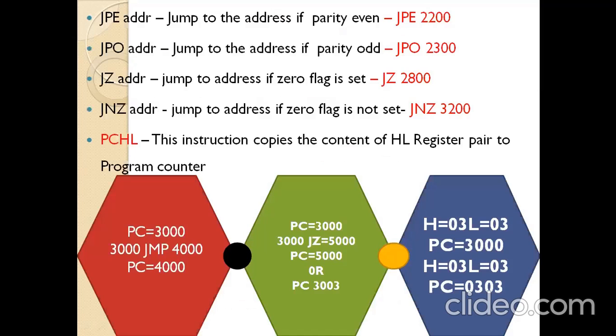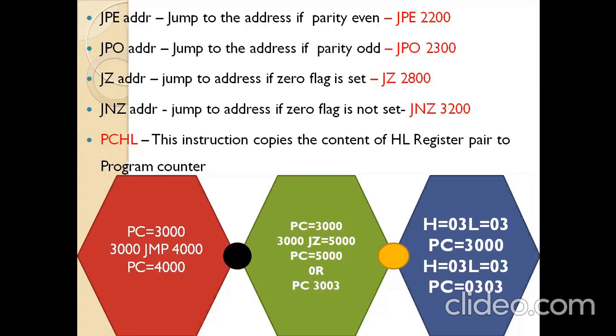Jump parity even, JPE. In the result, if you get an even number of ones, then the parity flag will be set and it will move to the memory location 2200. Next, parity odd, JPO, means in the result, if you get an odd number of ones.